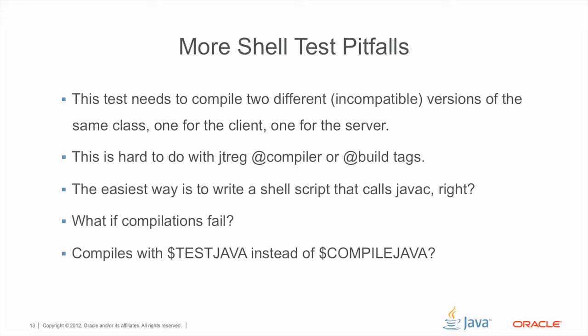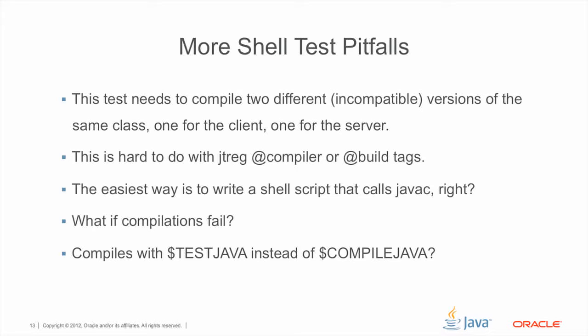So similar to the previous example, there's a problem, which is, what if the compilations fail? That's not tested for at all in the shell script. Subsequent parts of the script, when they go to invoke the Java VM, they might fail at that point, but they might not if they happen to find some old version of the class lying around there. The compilation steps, if they fail, do not cause the entire test to fail.